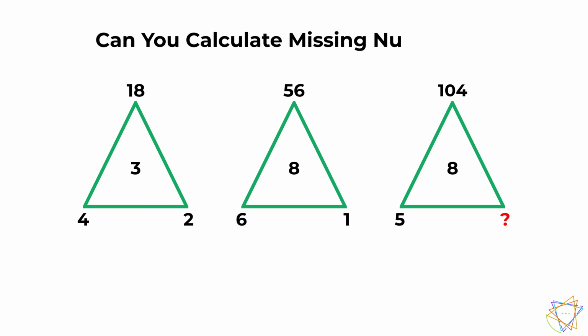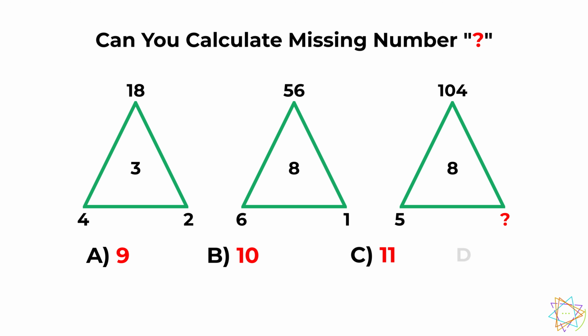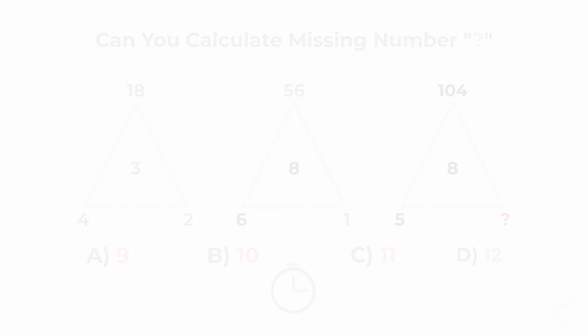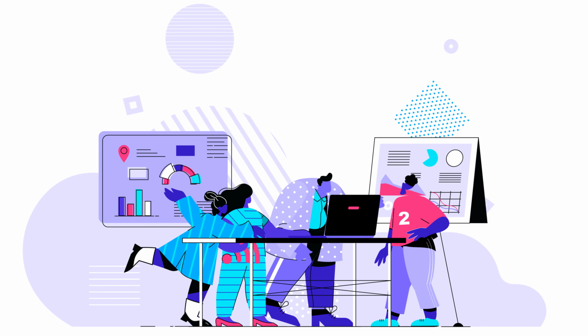You need to calculate the missing number. You have four different choices. Choice A, 9, choice B, 10, choice C, 11, and choice D, 12. Do you see the answer? Give yourself a little bit of time to make sure you can come up with the solution. Ready or not, I am going to move forward so we can solve this problem together.